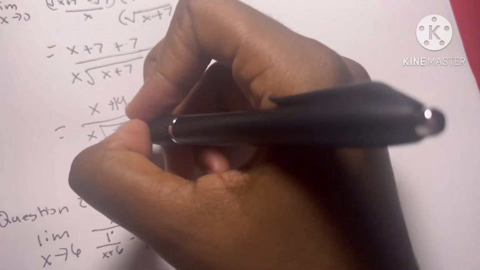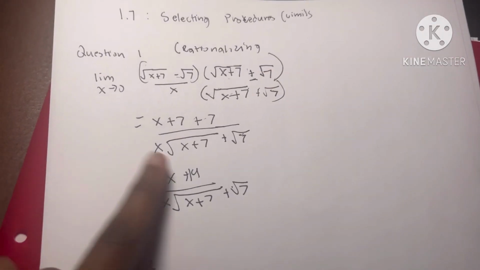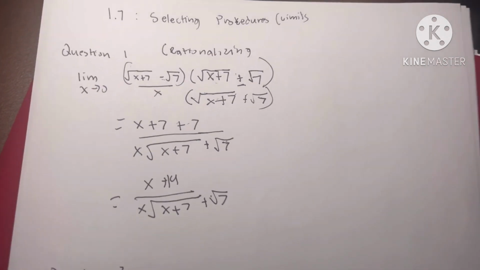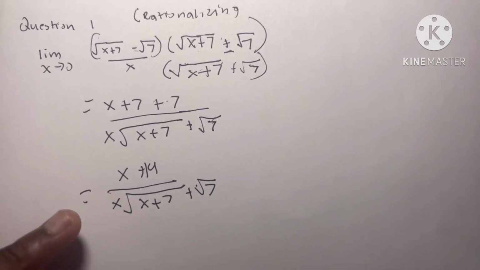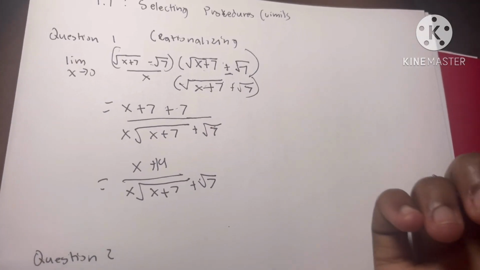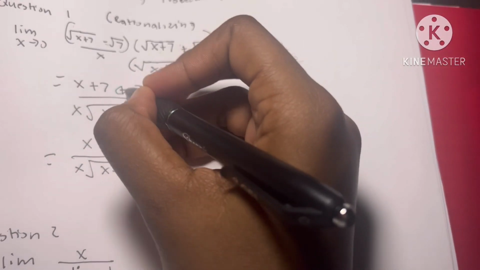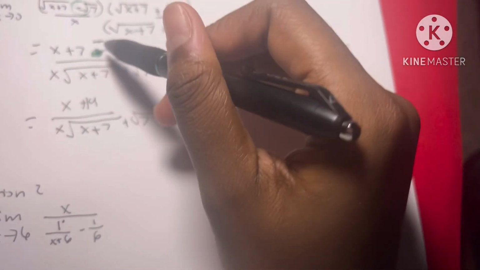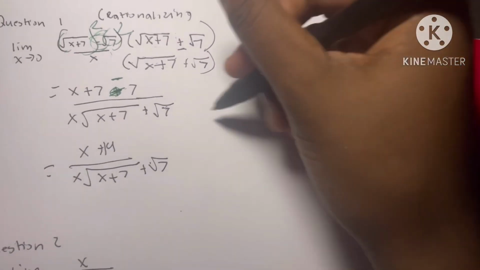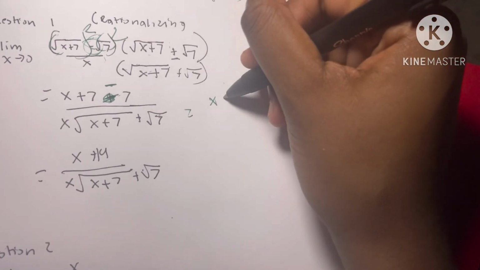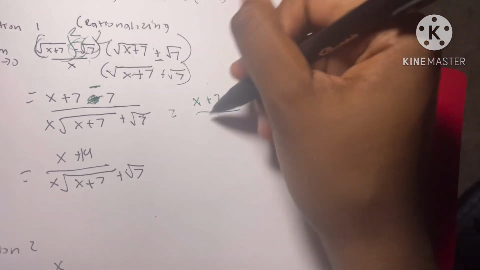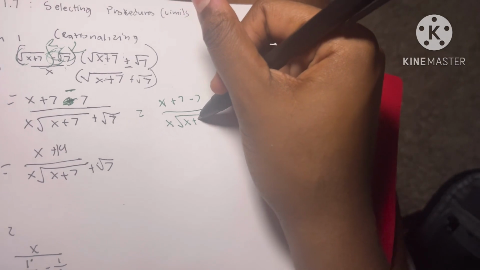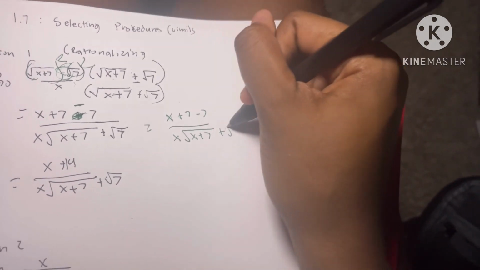Next, once we get this formula right here, we can just plug in 0 for x, and it will simplify it all down. I just realized that I made a mistake, and this won't be a plus. This will be a minus because of up here. I put it in as the conjugate, and so that would equal x plus 7 minus 7 over x times the square root of x plus 7 plus the square root of 7.